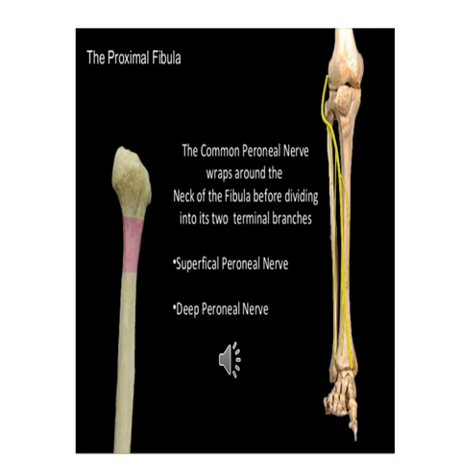The deep peroneal nerve will supply the anterior compartment of the leg, and the superficial peroneal nerve is going to supply the lateral compartment of the leg. So before it divides into two terminal branches, the common peroneal nerve wraps around the neck of the fibula.